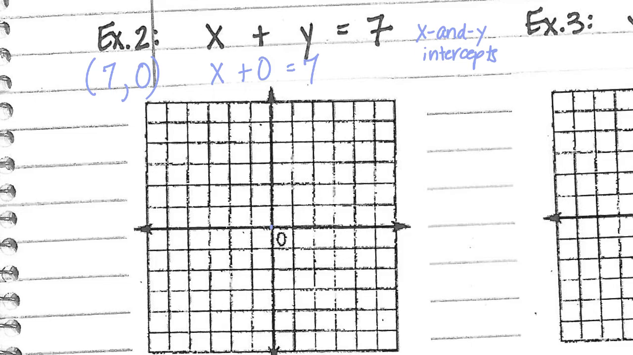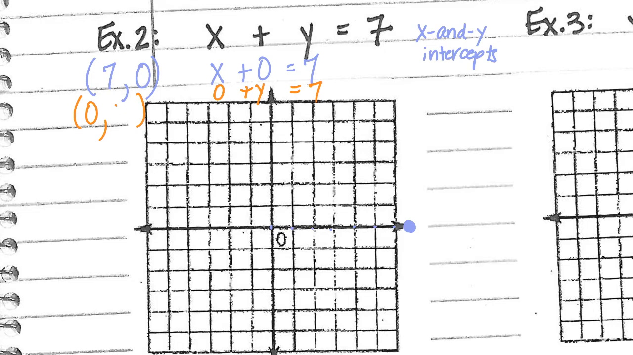So from here, I'm going to graph on the x, 1, 2, 3, 4, 5, 6. I actually ran off the page. Now, knowing that is the x-intercept, and the x-intercept is when y is 0, the y-intercept is going to be when x is 0. So 0 plus what is 7?